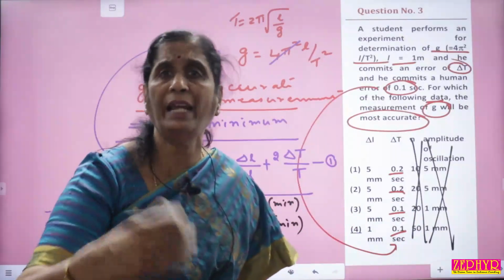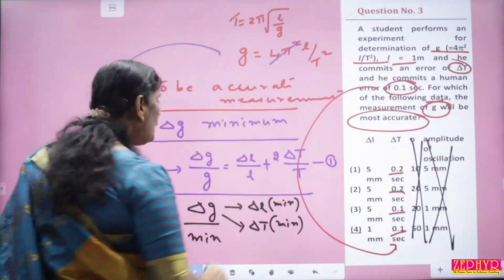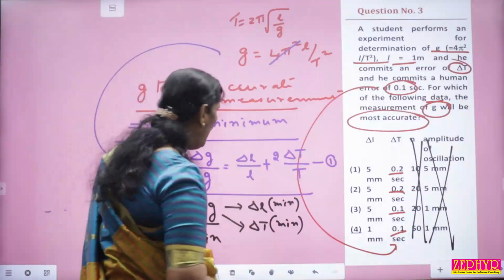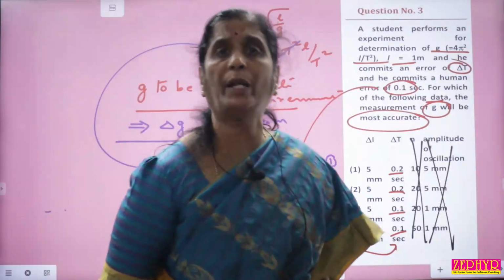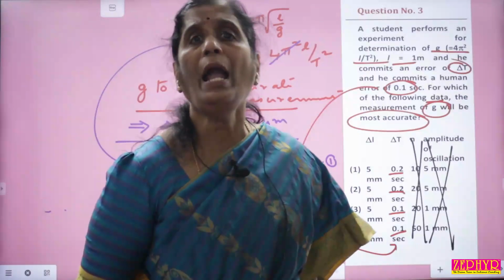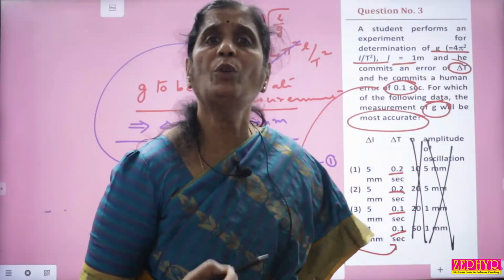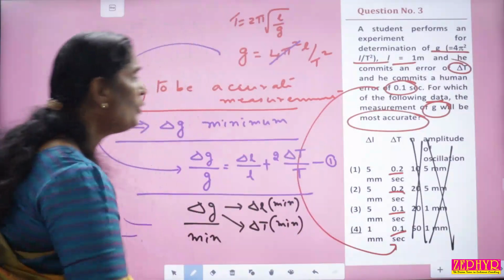This is the time period. So it depends on delta L and delta T. When selecting, take the minimum delta L and the minimum delta T. When we take it that way, we get the minimum delta G, so accuracy will be higher. Okay, now see the list.